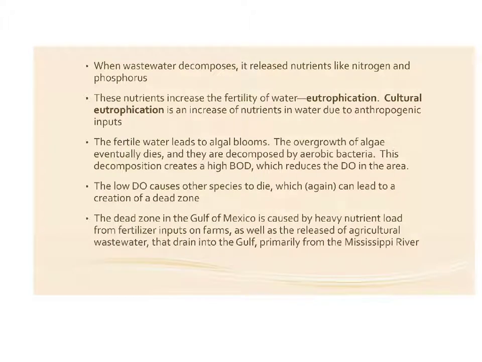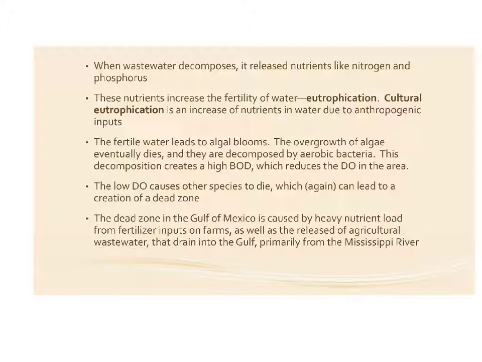When wastewater decomposes, it releases nutrients like nitrogen and phosphorus. So we're going to talk a little bit more about eutrophication here. You should already kind of know this, and we talked about it first semester, but here's a review of it. Nutrients like nitrogen and phosphorus increase the fertility of water. This process is called eutrophication. Specifically, cultural eutrophication is an increase of nutrients in water due to anthropogenic inputs.